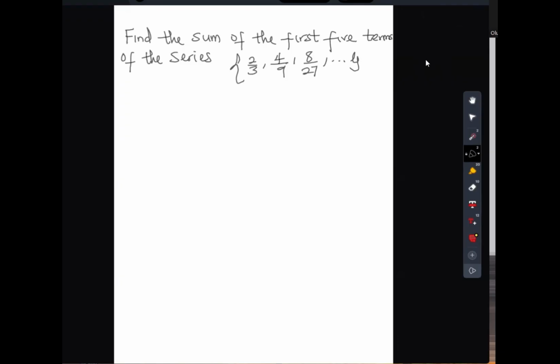Today we have an Olympiad question that reads: find the sum of the first 5 terms of the series 2/3, 4/9, and 8/27, and so on and so forth. This is a series, and you're asked to find the sum of the first 5 terms. When you see a series like this, it is left to you to detect whether it is an arithmetic progression or a geometric progression. So you have to detect that yourself.